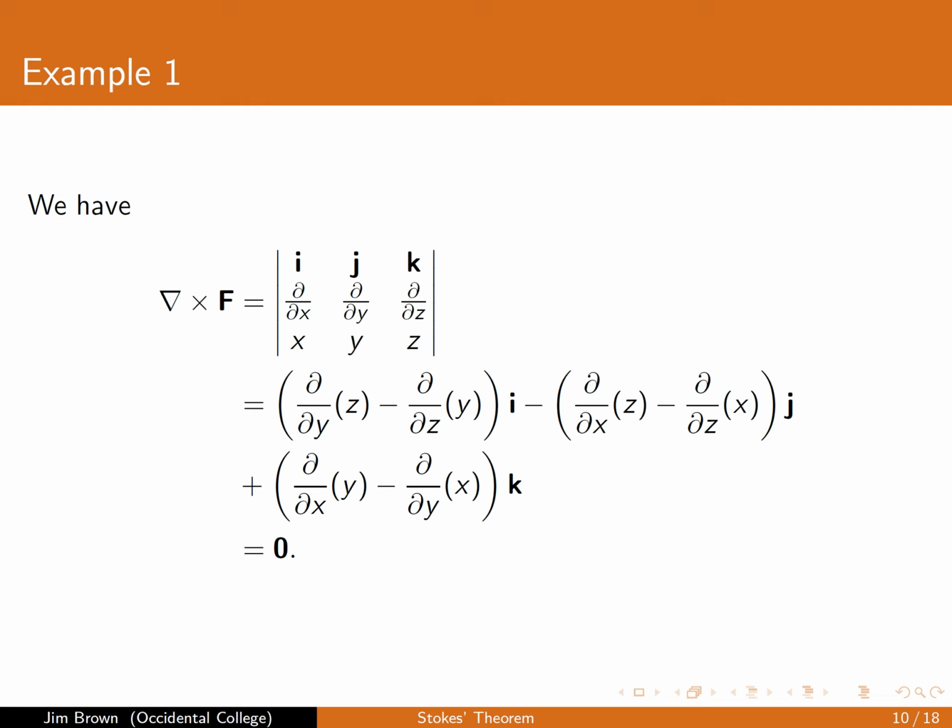If we do this calculation, notice that for each of the partial derivatives, we're taking the derivative with respect to a different variable, so we get 0 for each of those. For instance, the partial of z with respect to y is 0, the partial of y with respect to z is 0, and so on. We do this calculation and we see that the curl of this vector field is 0, just like we expected.